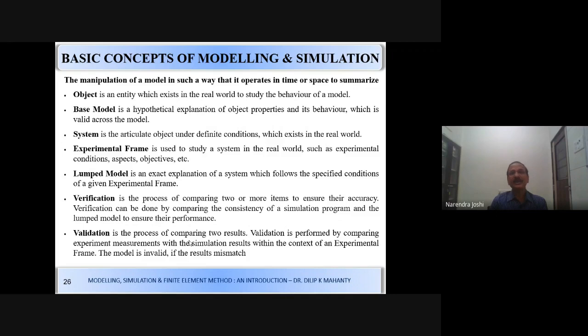Experimental frame is used to study a system in the real world, such as experimental conditions, aspects, objectives, etc. Lumped model is an exact explanation of a system which follows the specified conditions of a given experimental frame.